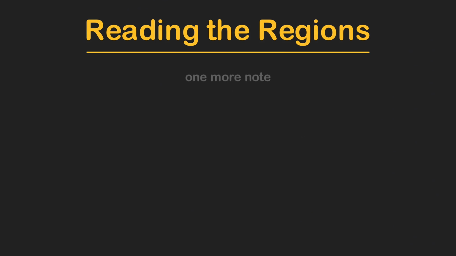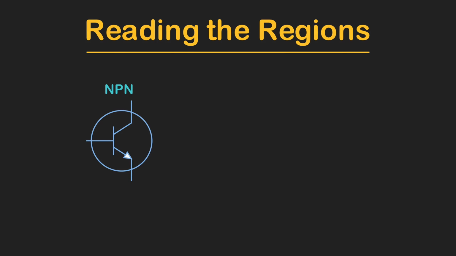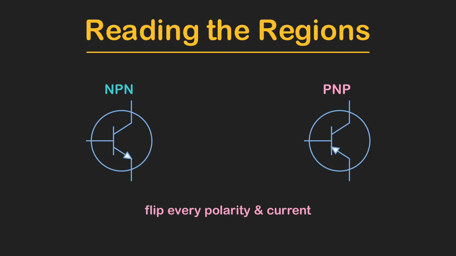One more important note before we move on. Everything I have described so far is for an NPN transistor. For a PNP transistor, you simply reverse every voltage polarity and every current direction. The 4 regions and the entire method for solving them stay exactly the same.